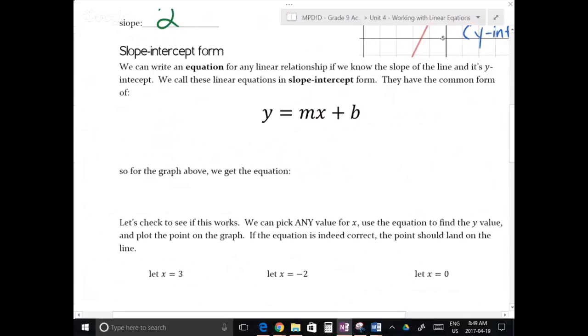Shows the y-intercept, and then it shows the slope as well. Yeah, because the two pieces of information we need for this equation are the slope and the y-intercept. So if you know the slope and you know the y-intercept, then you can make an equation for the line.